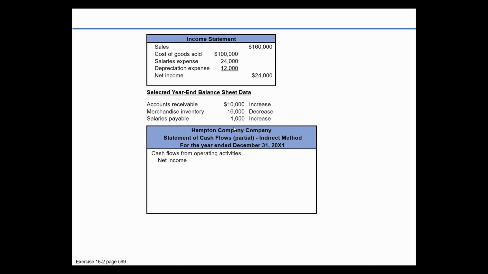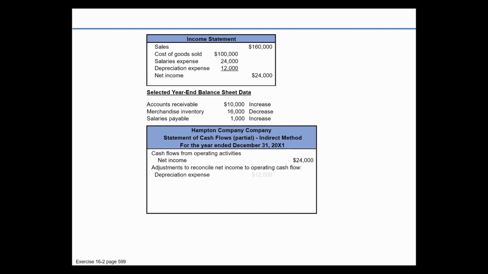We see here that Hampton Company, again, doing the operating section of the cash flow statement, had net income of $24,000. We get that because we look straight off of the income statement. And then we have adjustments needed to reconcile the net income to the operating cash flow, because there were several things that they paid out or things that we have to adjust so that we understand exactly how that came about.